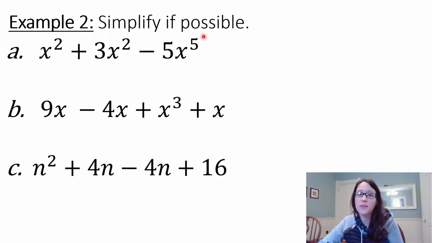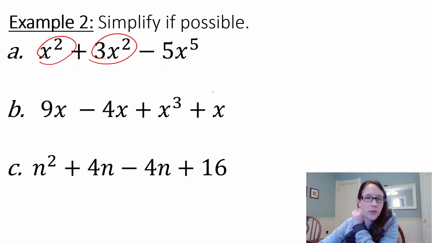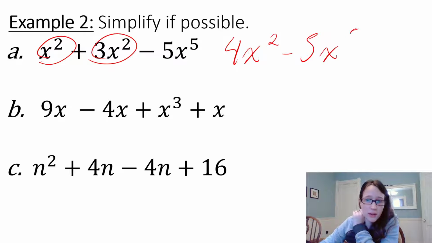But this negative 5x to the power of 5 is not a like term, so that's not going to get added or subtracted. Pause the video and try this example on your own. See what you can come up with. All right, so if you did this one right, x squared and 3x squared, if you add those up, that gives us 4x squared. So it's just 4x squared. Nothing goes with this one, so it's just going to stay minus 5x to the power of 5.